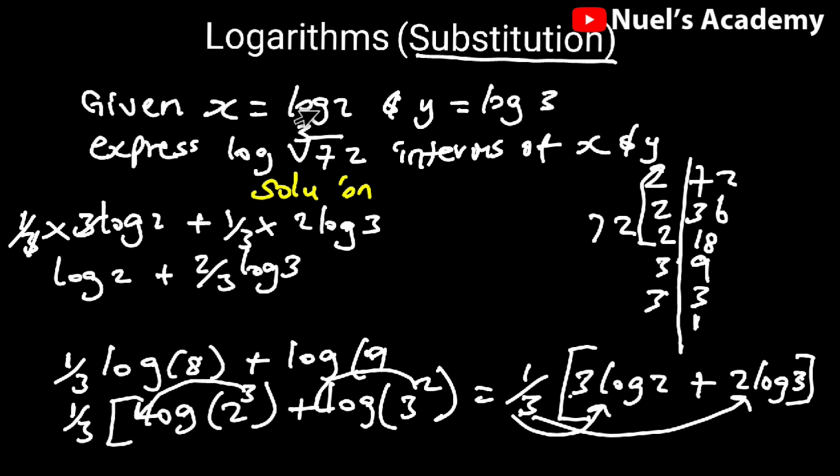But then here we are given that x is equal to log 2. So we are going to substitute log 2 with x, then plus 2 over 3. We are given that log 3 is equal to y. So 2 over 3 y. So in this question, this becomes our answer.